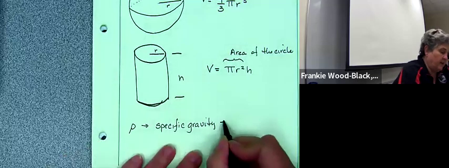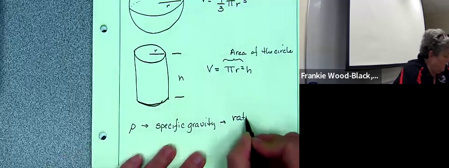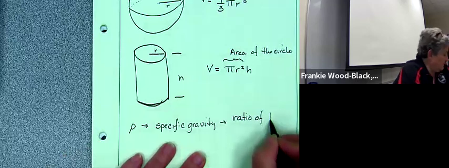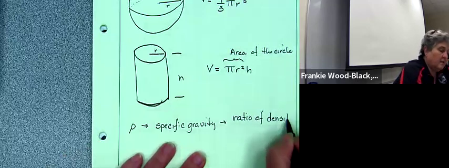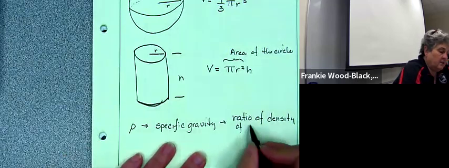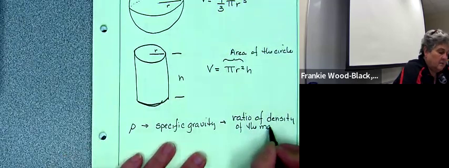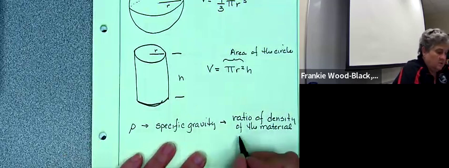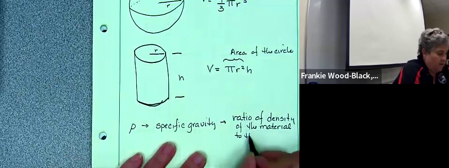And specific gravity is the ratio of density of the material to the density of water.